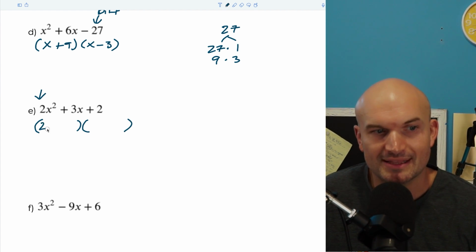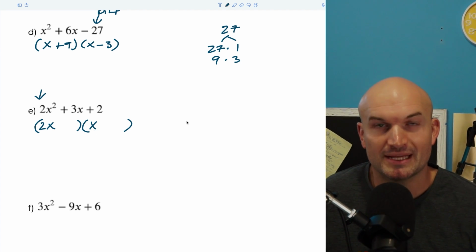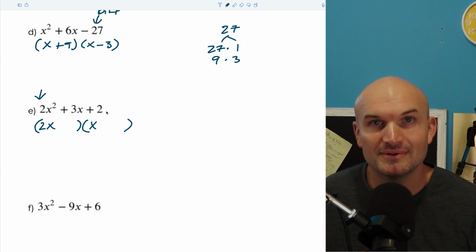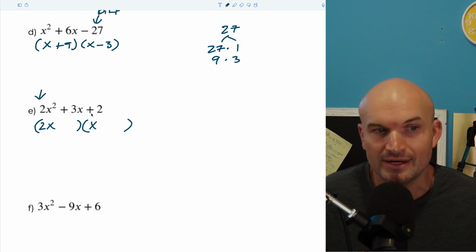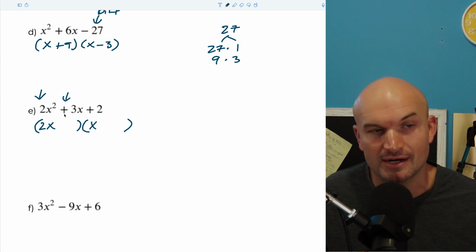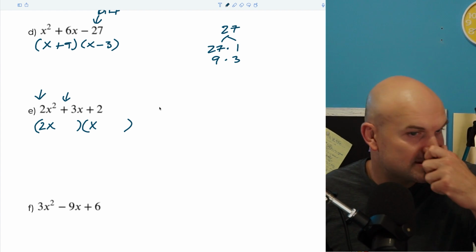So I can still rewrite this as a 2x times an x, right? Now we want to say, well, what two numbers multiply to give us 2? Thankfully, that is just going to be a 2 and a 1, right? Now, it could be a negative 2 and a negative 1, but that's why we want to look at our last number. Since our middle term is positive, we know we're going to be adding them together, right?